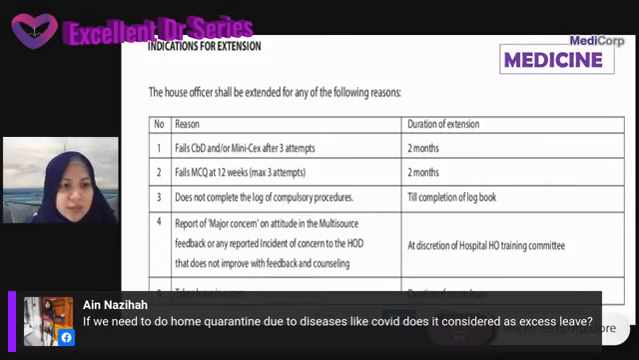Okay, next question from Aina Zira. If we need to home quarantine due to disease like COVID, does it count as excess leave? So the new circular said no. You won't be considered taking excess leave, so you won't be extended, but you just need to complete your number of training days. For example, you should be 4 weeks in medicine, and you need to quarantine for 10 days. So you have to cover the 10 days, but you won't be considered extended, or considered taking excess leave.